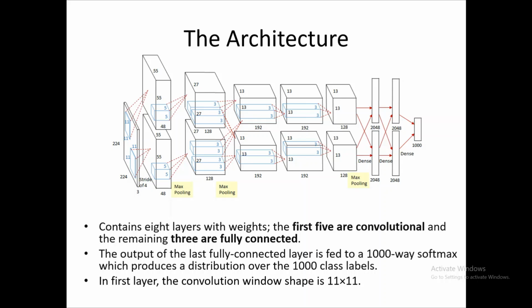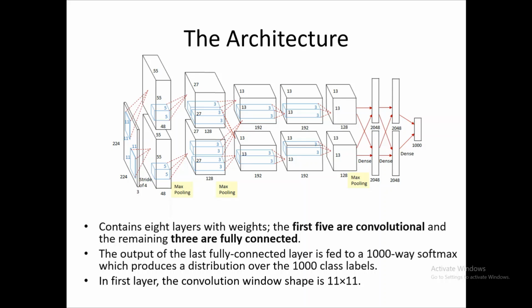We can see here the output of the last fully connected layer is fed to a 1000-way softmax, which produces a distribution over the 1000 class labels. It means it can classify the given input into one of 1000 categories. The classification range is very high compared to LeNet-5, which had just 0 to 9, or 10 classes. But this classifier can classify 1000 class labels.